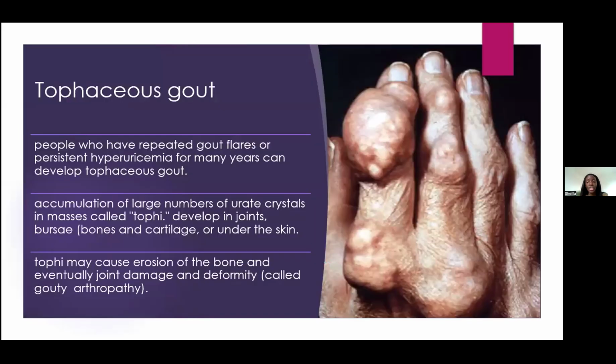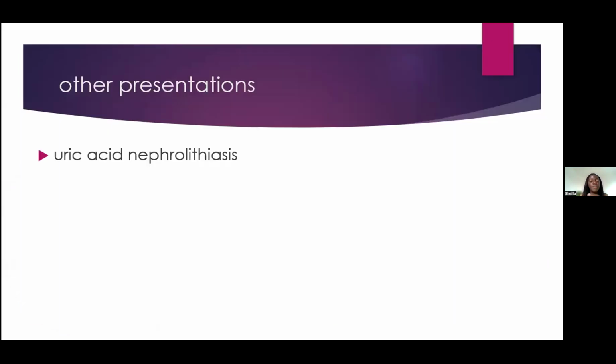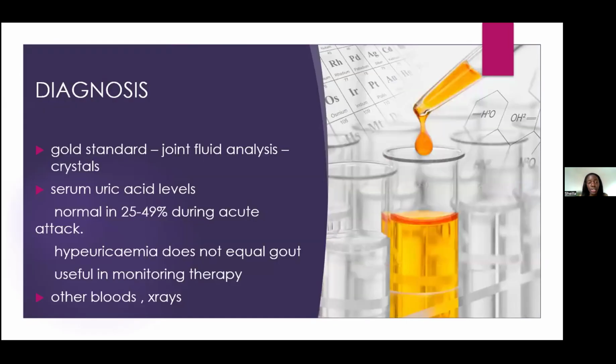You've also got tophaceous gout, so that's the tophi you can see on the left-hand side. Pretty sure some of you have seen lots of patients with this presentation. This happens if you have repeated flares of gout that lead to persistent hyperuricemia and deposition of tophi within the soft tissue. So these are just urate crystals in the joint. The tophi can be destructive and cause damage and deformity to the bone, and then you end up with chronic gout arthropathy, so chronic tophaceous gout. Other presentations of gout include uric acid stone formation as well.